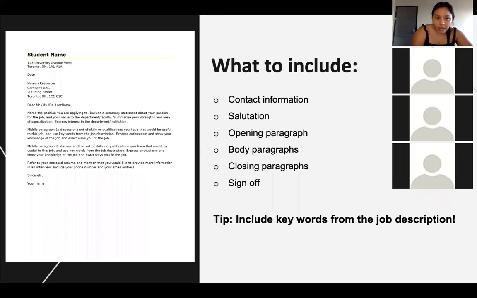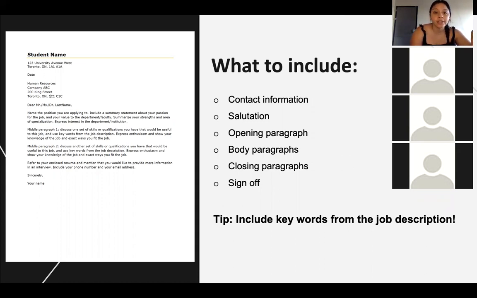So basically, you're gonna put whose address it's to. In this case, it says Human Resources Company ABC, and then the actual address for the company or where it's located. And then dear Mr., Mrs., or whoever is recruiting, which you probably find in the job posting. You'll find all that information there. And then we go into paragraphs.